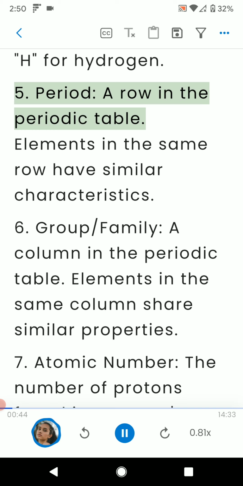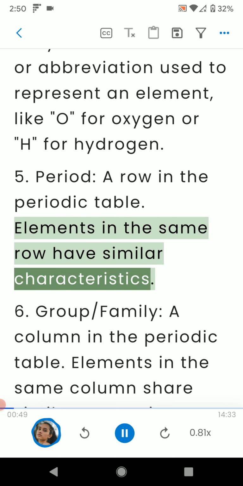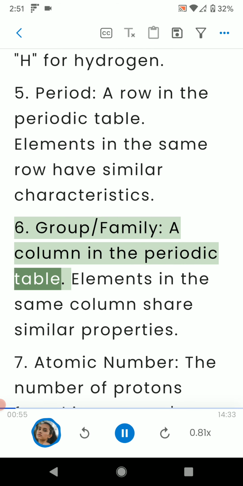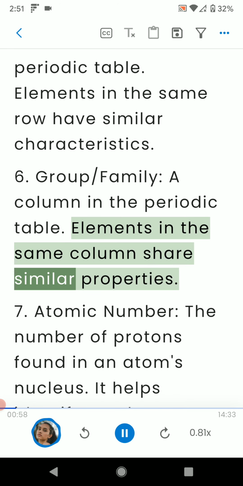5. Period, a row in the periodic table. Elements in the same row have similar characteristics. 6. Group, or family, a column in the periodic table. Elements in the same column share similar properties.